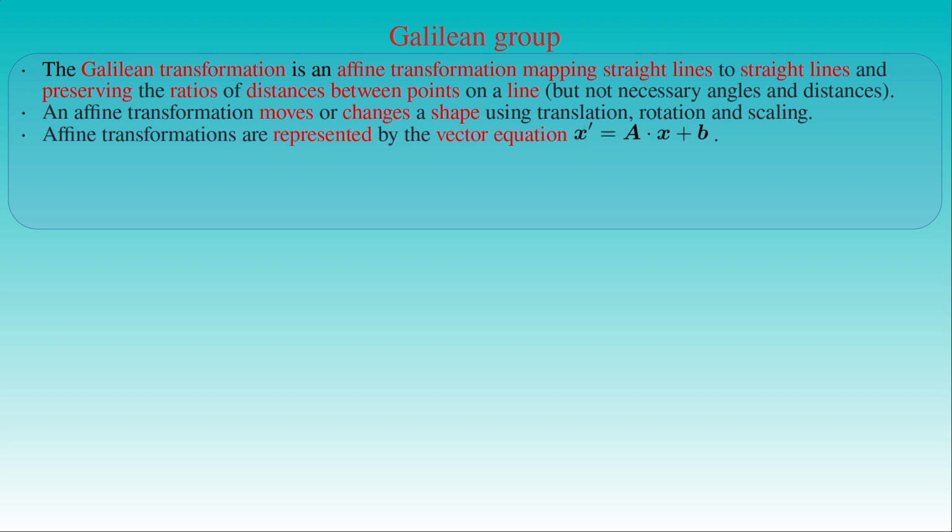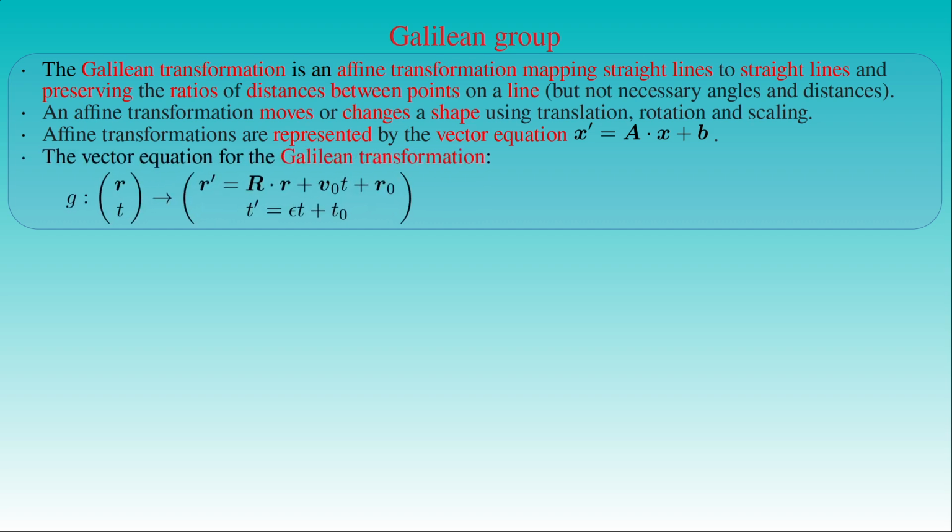Affine transformations mapping a vector x to a vector x prime are generally represented by the vector equation stating that the vector x prime is equal to the product of a matrix A and the vector x, plus a translation vector b. Here, the matrix A represents the linear part of the transformation, while the vector b specifies the translation. The Galilean transformation can therefore be regarded as an affine transformation acting on four-dimensional spacetime vectors. It maps the four-dimensional vector formed from the position vector r and the time coordinate t in the reference frame K into the corresponding four-dimensional vector formed from the position vector r prime and the time coordinate t prime in the reference frame K prime.